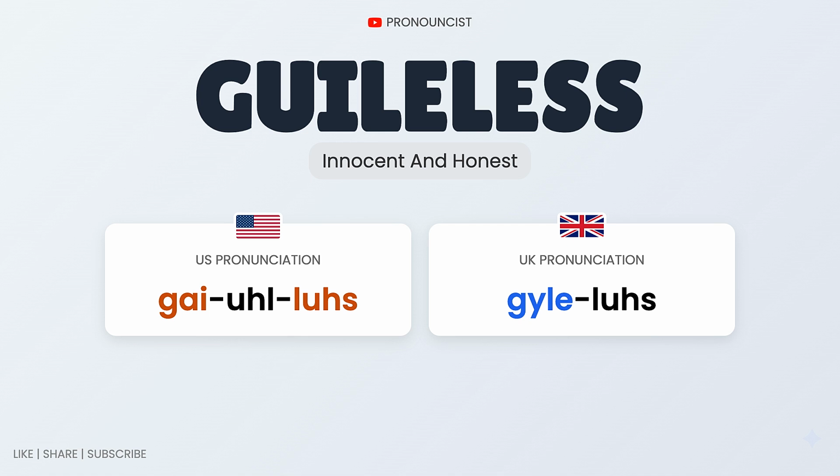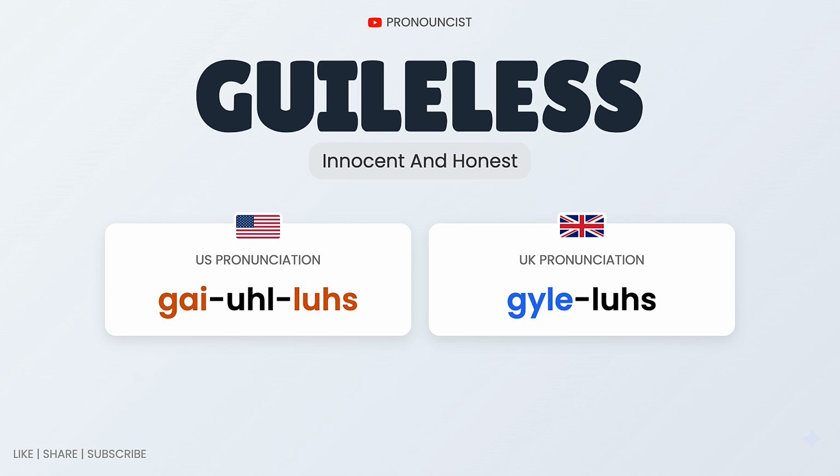Now, read the syllables of British pronunciation shown on the screen naturally. Guile, less, guileless. In US, stress guy. In UK, stress guile. Keep less soft. Guileless, guileless.